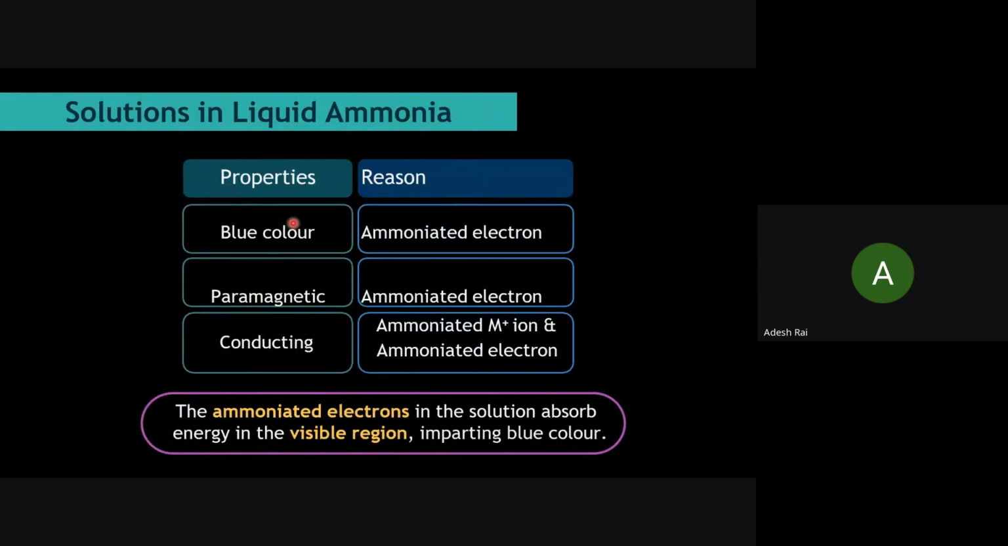Why is this blue color there? Because of the presence of the unpaired ammoniated electron. Paramagnetic, again because of the unpaired electron. And conducting, why? Because we have ions as well as electrons, so it will conduct electricity. Now, why do we see the color? The solution absorbs a color in the visible range, and therefore we get to see blue color. We get to see which color? We get to see blue color.